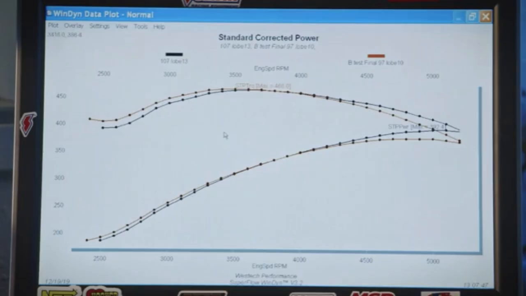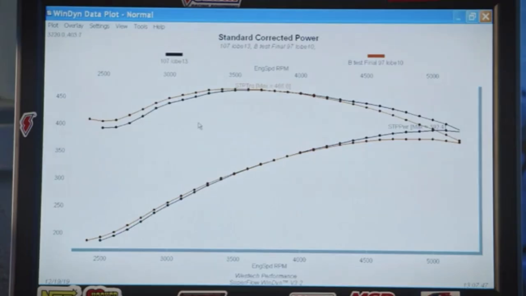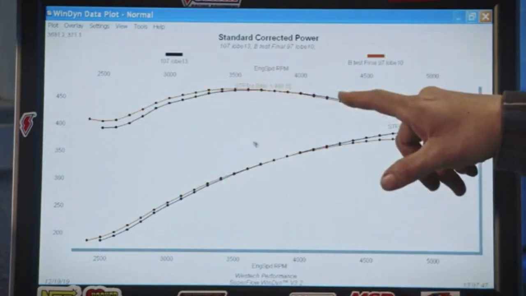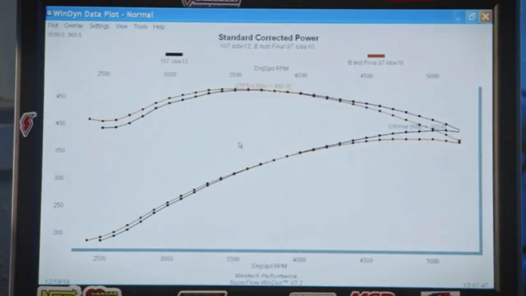What are we gonna compare it with? Let's compare it with when we had it all the way advanced. There you go. So what you're looking at here is in black, you have it when we had it retarded, and in red, you've got it when it was advanced. So when it's advanced, it makes more low-end power. When it's retarded, it makes more top-end power. So this is textbook.